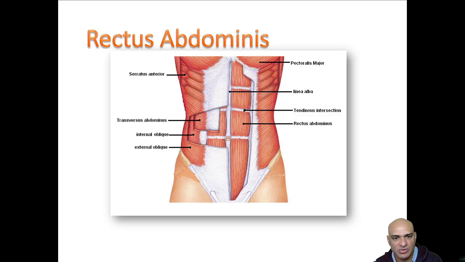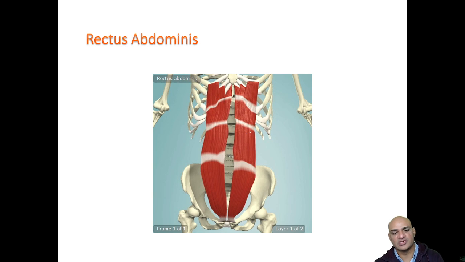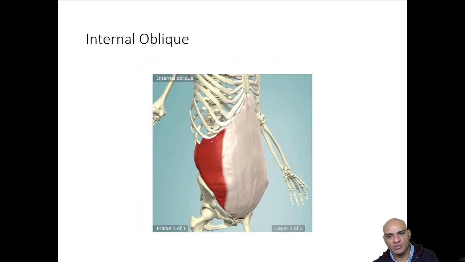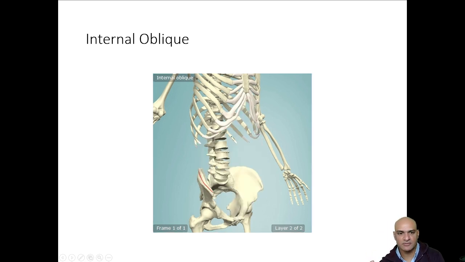Next muscle, rectus abdominis. This is the most superficial anterior torso muscle. The work of this is trunk flexion against resistance. Next, we have external oblique and the internal oblique. They always work together. If the opposite side external oblique and the opposite side internal oblique work, they make you do trunk rotation like in wood chops. But if the same side external and internal obliques work, they make you do a lateral flexion like how you do in side bends.